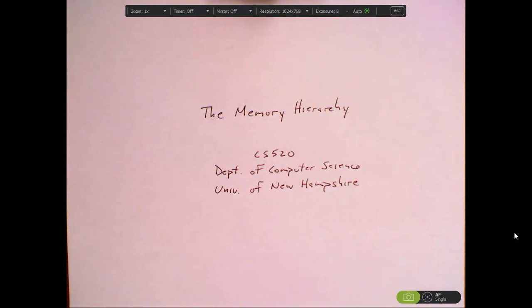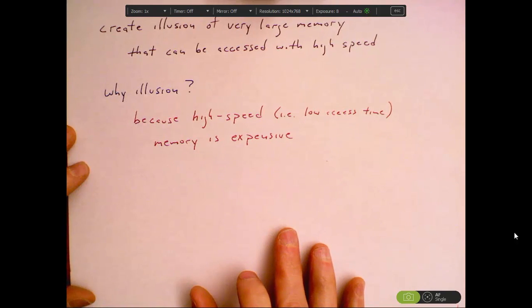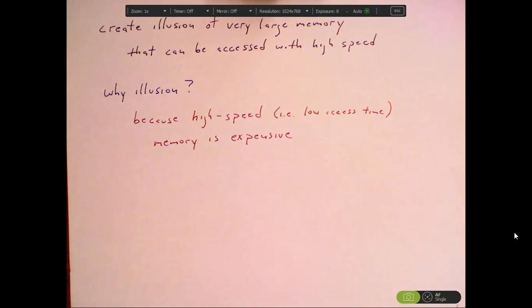In this session I want to talk about the memory hierarchy. What's the purpose of this hierarchy? Well, we want to create the illusion of a very large memory that can be accessed with high speed. It's an illusion because the high speed memory is expensive. So we want to try to make it look like we've got high speed memory, but we're actually using lower cost memory.